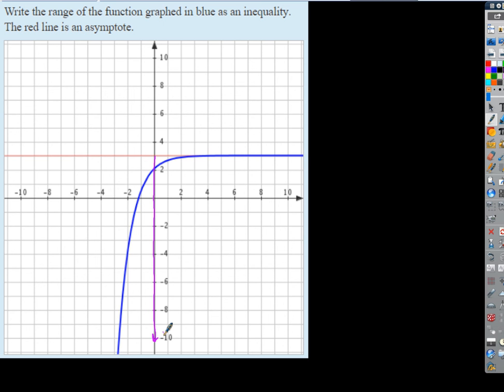And how come? Now, let's think of the behavior of an asymptote. An asymptote is a boundary line that the function is going to approach but never cross. Now, can it cross? Yeah, it can. There's no reason that it can't.